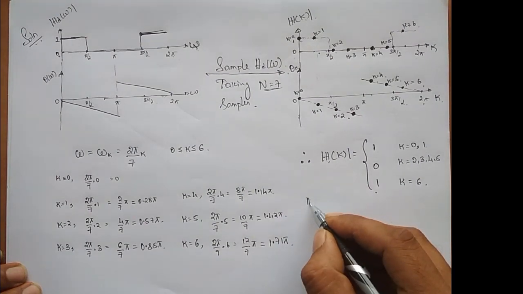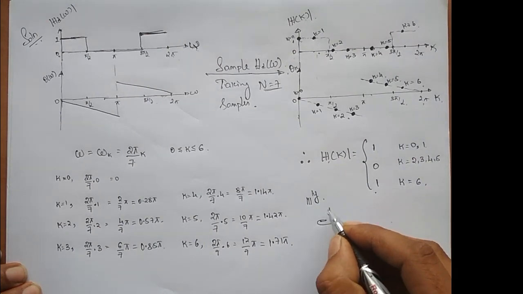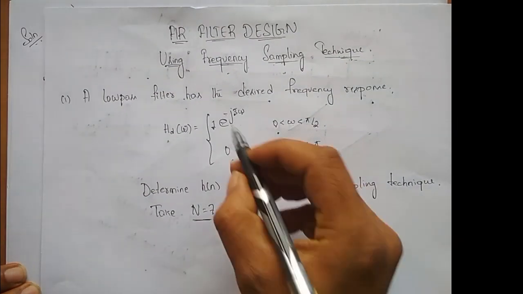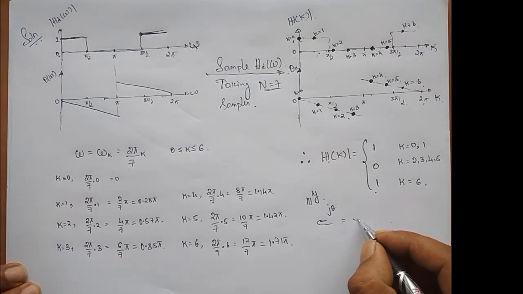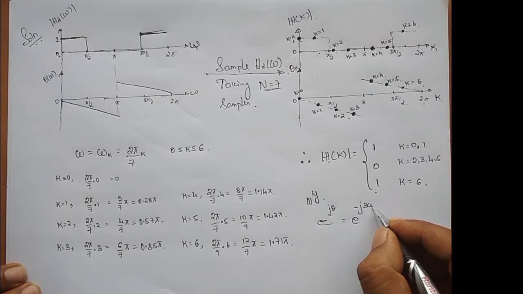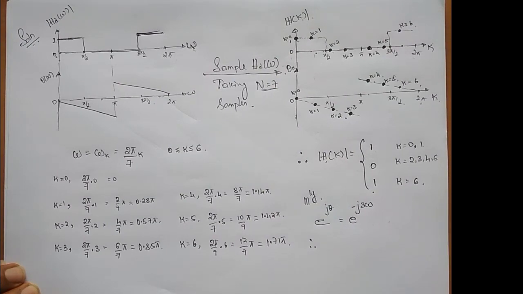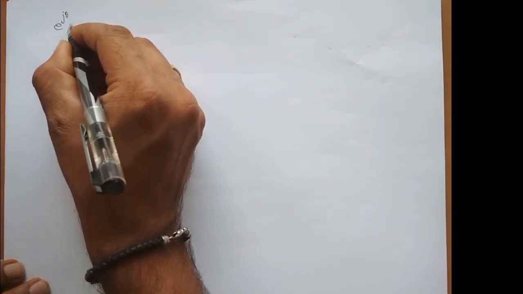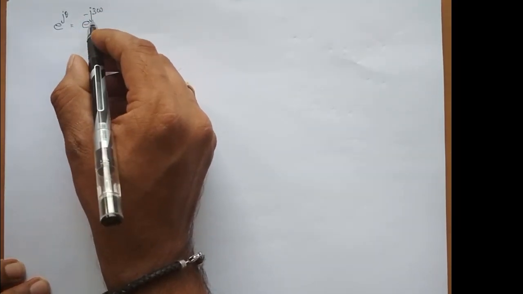Okay, so similarly for phase, what do we have? It is e power j theta, which has to be equated with what was the total frequency response we had. It is e power minus j 3 omega, right? So this has to be equated with e power minus j 3 omega. Okay, so let me write it in a separate sheet. So e power j theta is equal to e power minus j 3 omega. So this is as per the given frequency response specification.